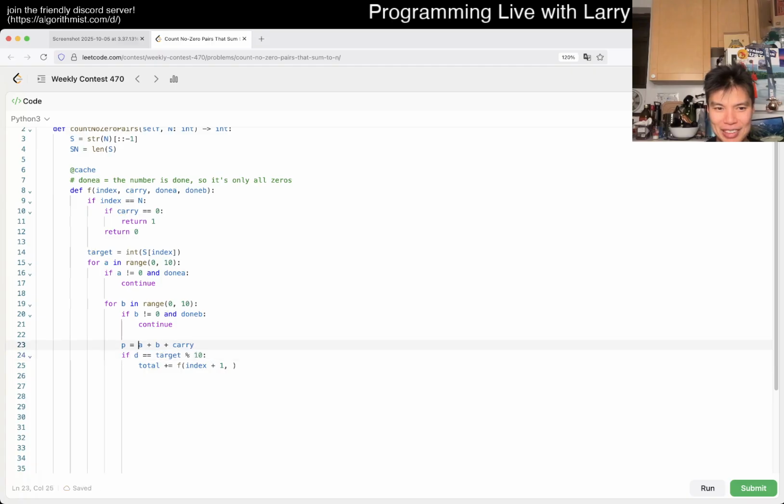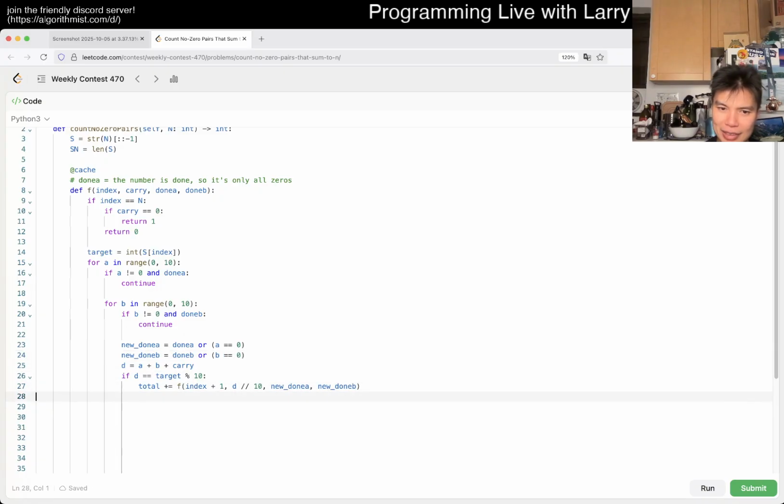Let's go d for digit. So then d divided by 10, right? Meaning that if there's a carry, then now it'll be a 1. Otherwise, done a, done b, maybe. It's not quite that. I think we need a new done a is equal to done a or a is equal to 0, right? Then that, yeah. So then now this is new done. And I think that's it, right?